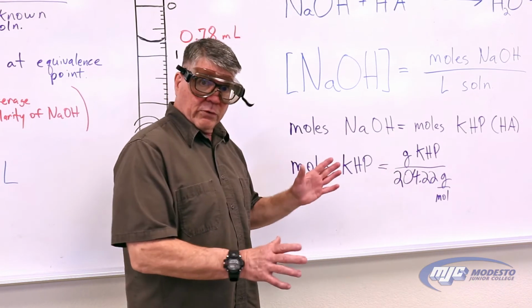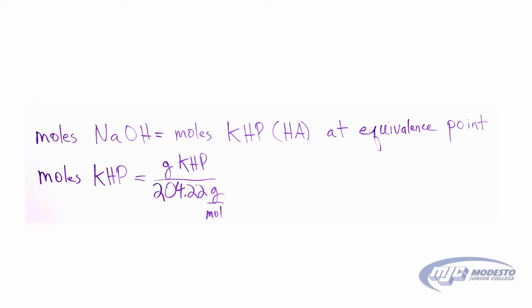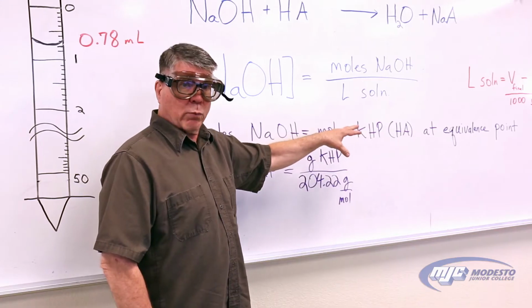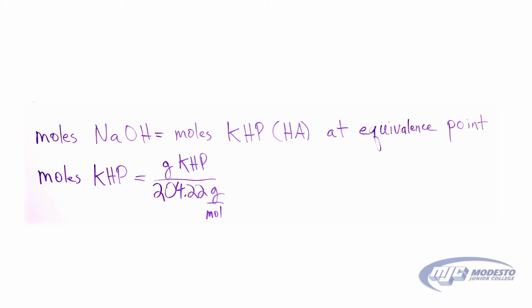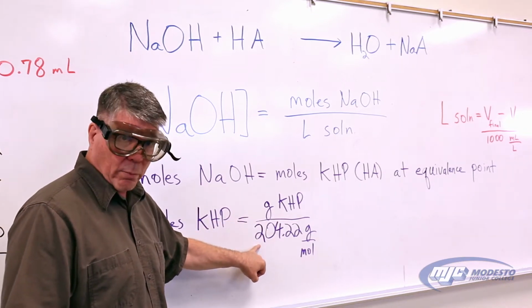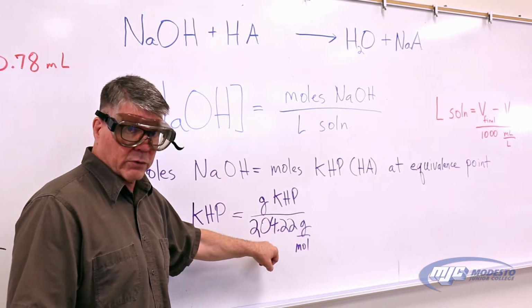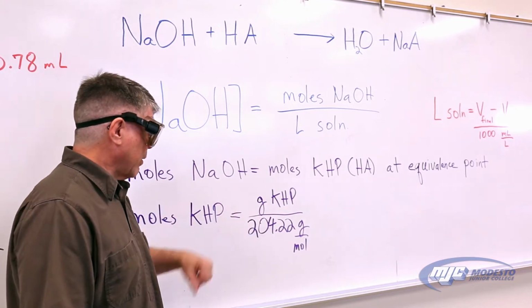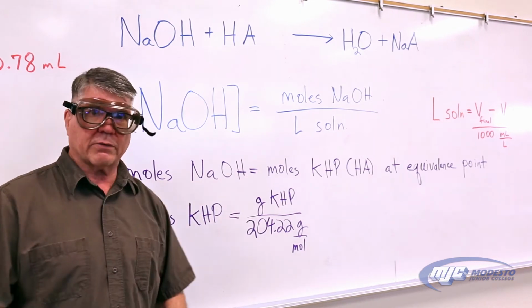All right, so just to make sure this is clear, guys, to get the moles of sodium hydroxide, it's equal to the moles of KHP at that equivalence point, the point at which we've added exactly enough sodium hydroxide to just use up all that acid. To get the moles of KHP, we just take the mass that we weigh out, because we're going to record that, and divide by the molar mass of KHP. That's what this number is, 204.22 grams per mole. And that'll give us our moles of KHP, which gives us our moles of sodium hydroxide.